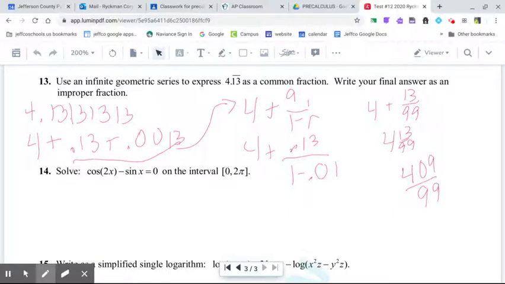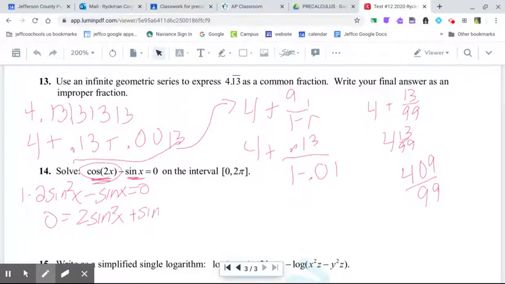All right. 14, you had to have your identities at hand. Probably because this is sine, you want to use the one form of this that's sine only. So that's 1 minus 2 sine squared minus sine of x equals 0. If I get everything on one side so that it's a positive, I get 2 sine squared plus sine minus 1. That does factor.